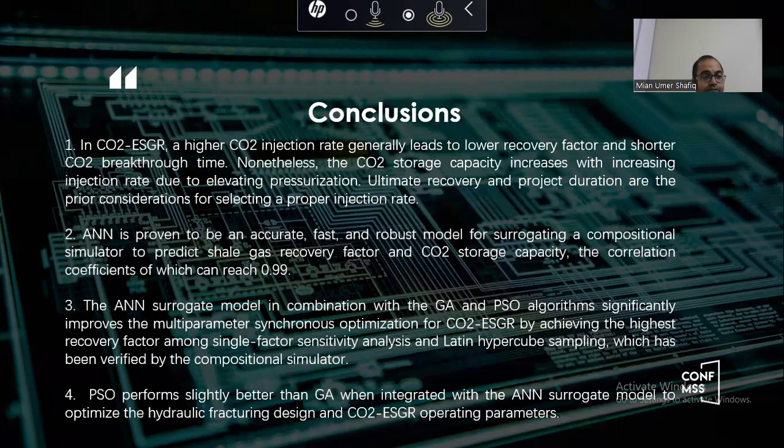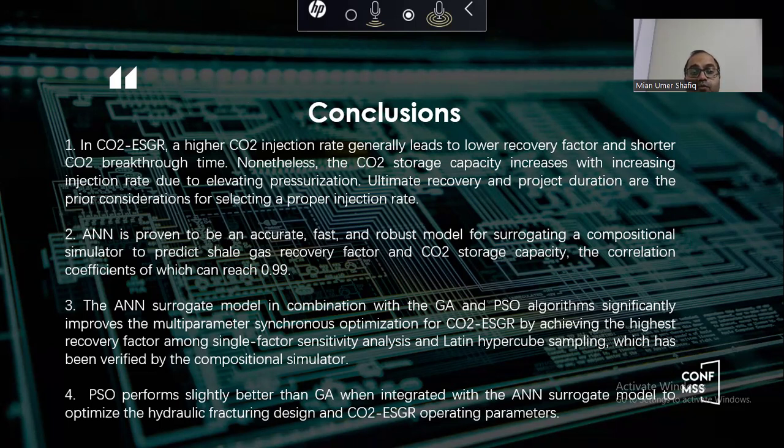Now we come towards the conclusion. In CO2-ESGR, a higher CO2 injectivity rate generally leads to lower recovery factor and shorter CO2 breakthrough time. Nonetheless, the CO2 storage capacity increases with increasing injection rate due to elevating pressurization. Ultimate recovery and project duration are the prior consideration for selecting a proper injection rate.